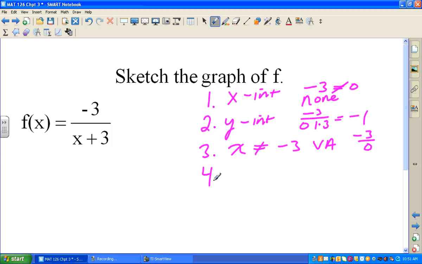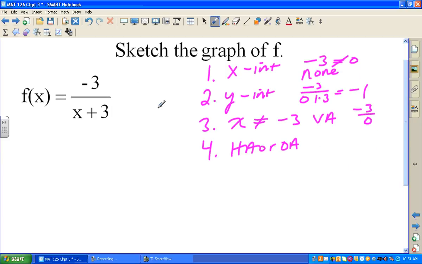Number 4, horizontal or oblique asymptote. What's the degree of the numerator? 0. The degree of the denominator? 1. So it's going to be a horizontal asymptote at y equals 0. So wait, what's the vertical asymptote? Wait, -3. The vertical asymptote is at -3. If I put -3 in f of x, I end up with -3 divided by 0.